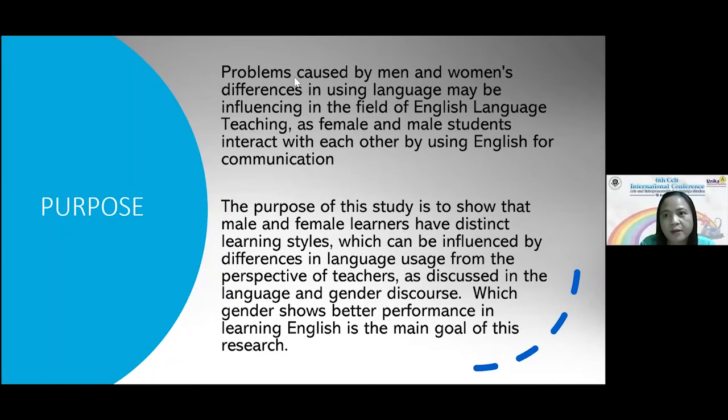Problems caused by men and women's differences in using language may be influencing the field of English language teaching, as female and male students interact with each other by using English for communication.